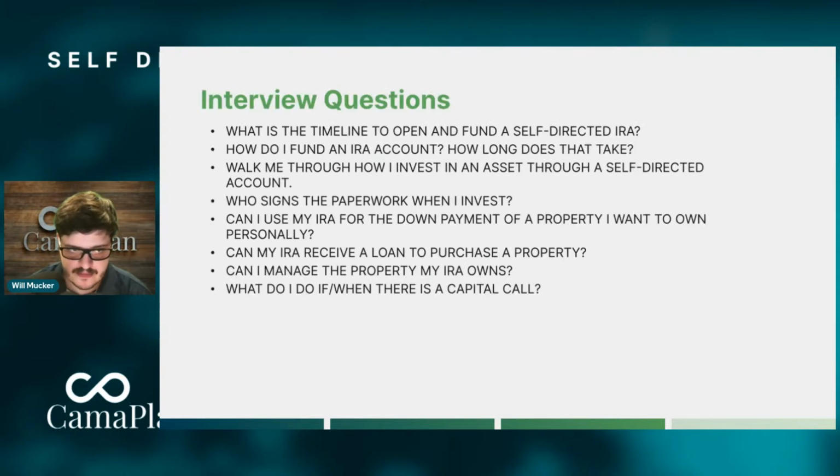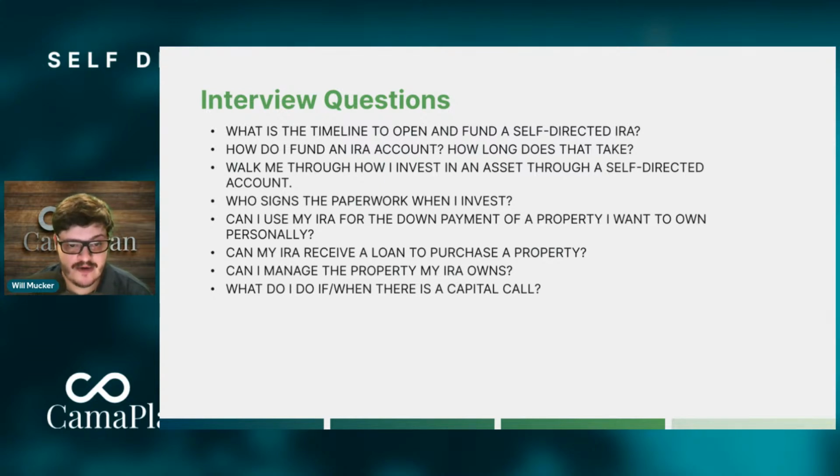Some frequently asked questions. A lot of these were covered in the presentation, but to kind of speed through these: what is the timeline to open and fund a self-directed IRA? To open the account, about 2 business days from receiving the paperwork in good order, but it takes about 15 minutes to open it online. We just need to review it on our end. Funding the account is on average about 2 weeks, depending on the other custodian. And we process all investments within 2 business days of receiving paperwork in good order.